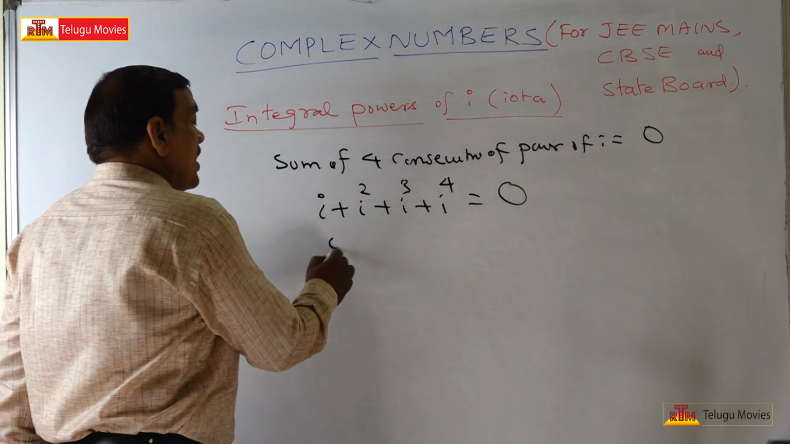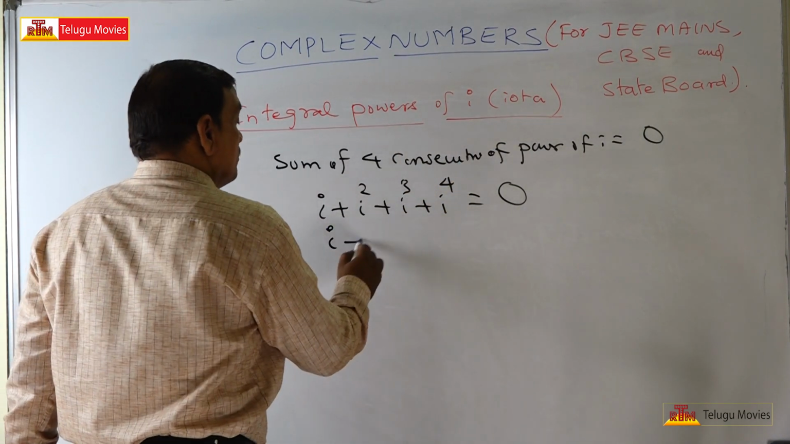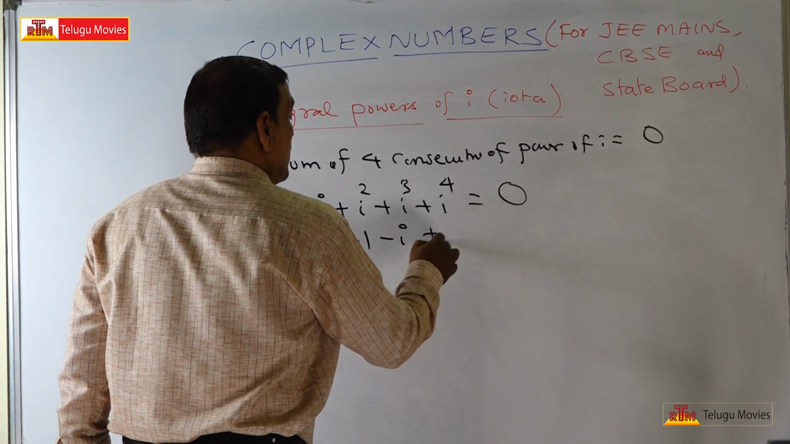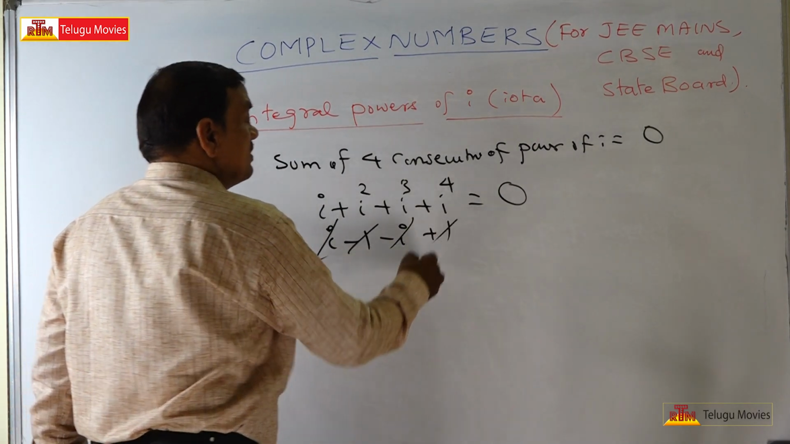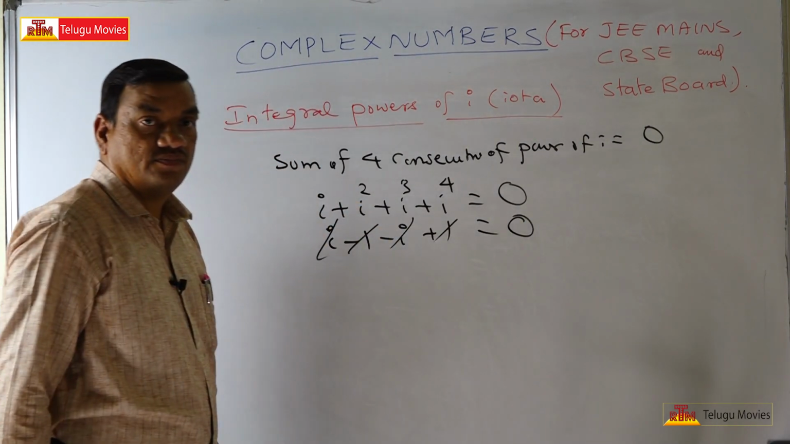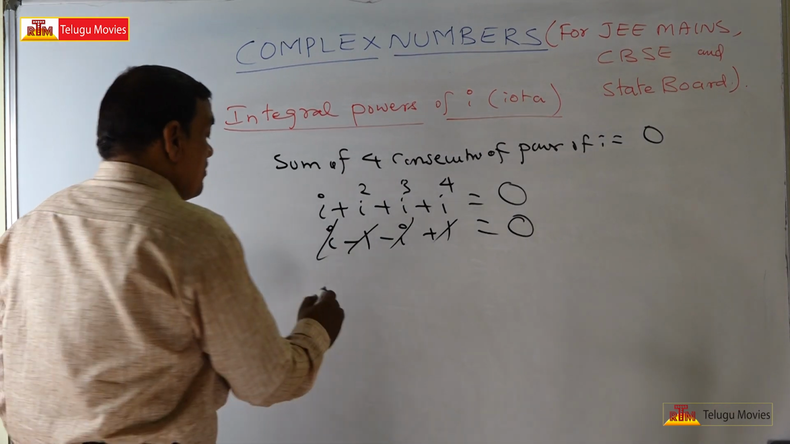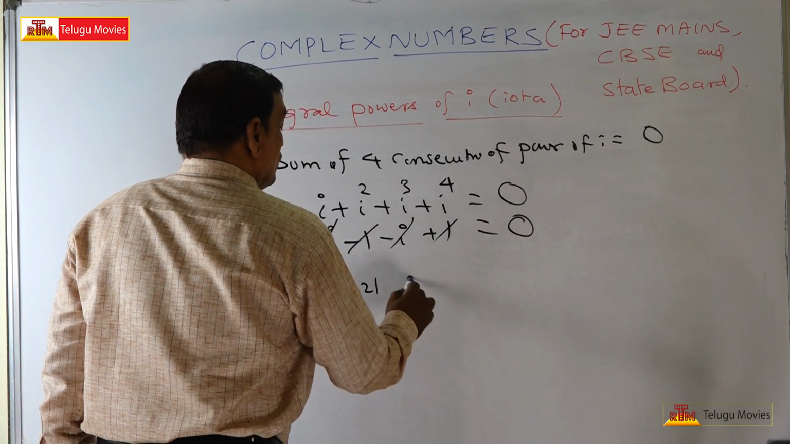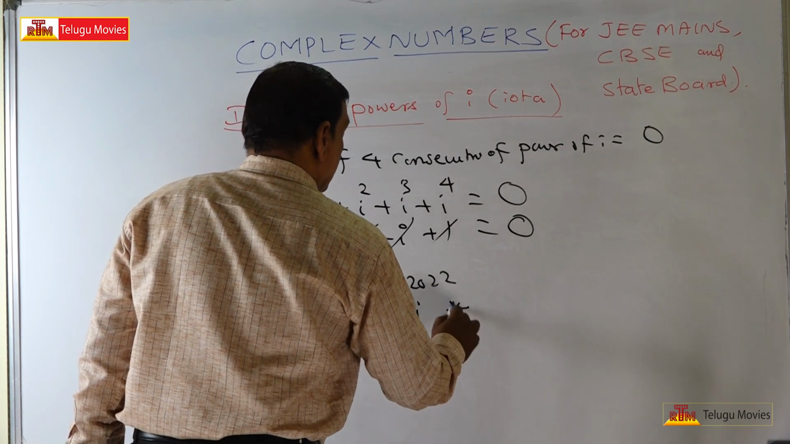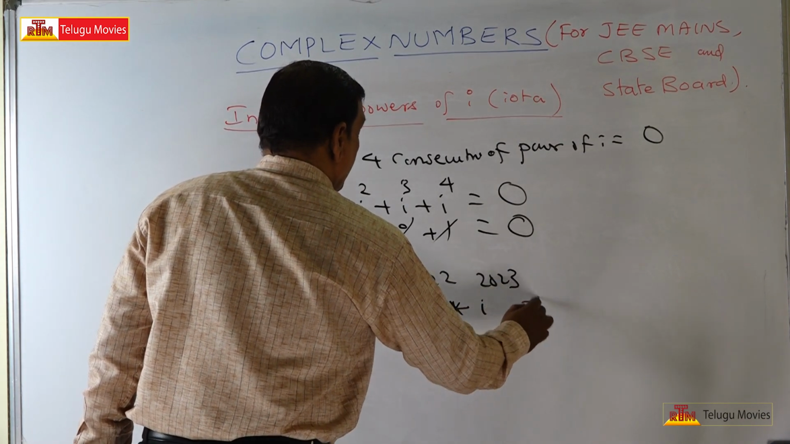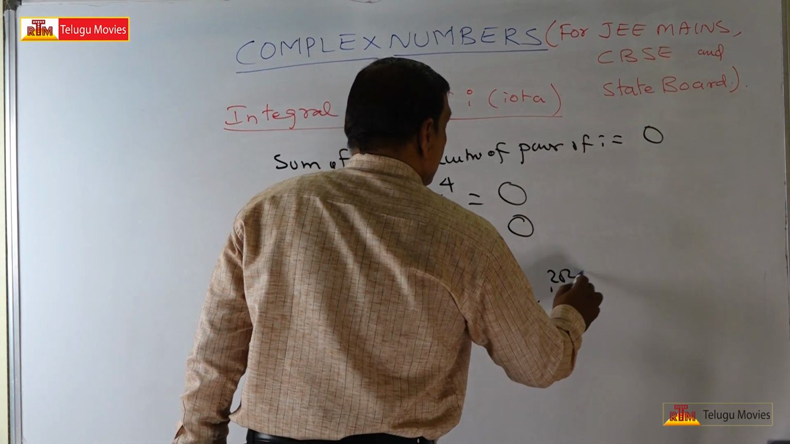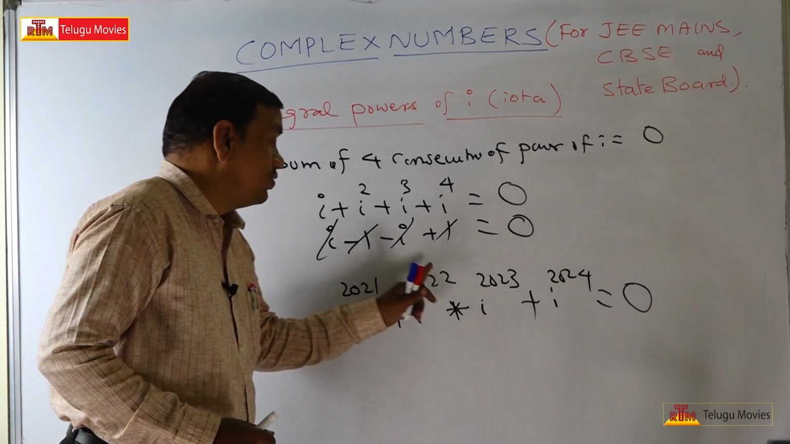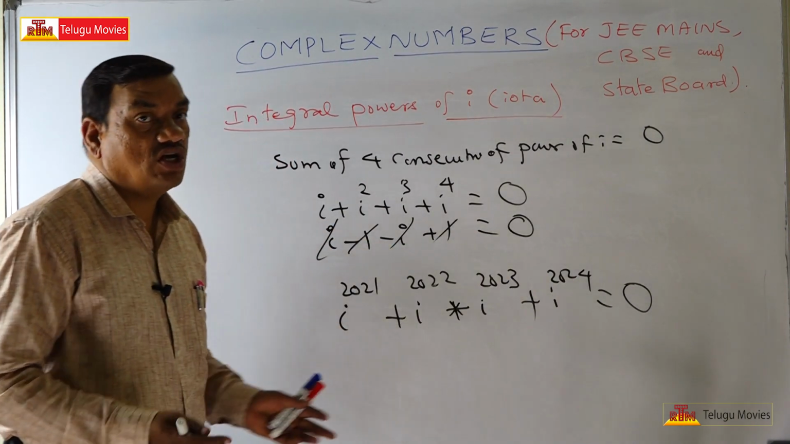If you check it, i value is i, i square value is minus 1, i cube value is minus i, i power 4 value is 1. Plus i minus i cancel, plus 1 minus 1 cancel, you will get 0. Understand? Not only that, for example, i power 2021 plus i power 2022 plus i power 2023 plus i power 2024, its value is also 0. So 2021, 22, 23, 24, its value is also 0.